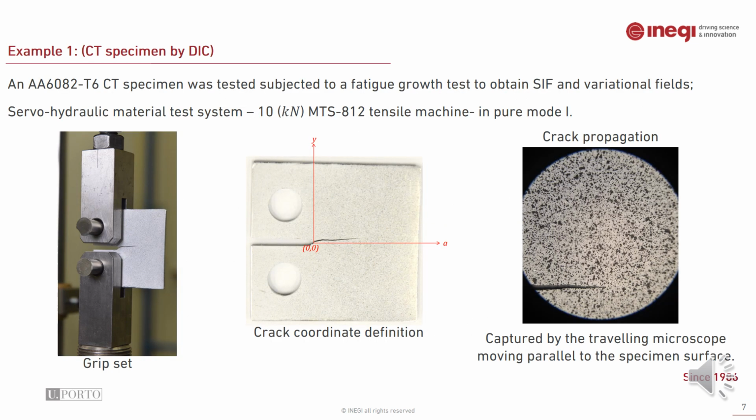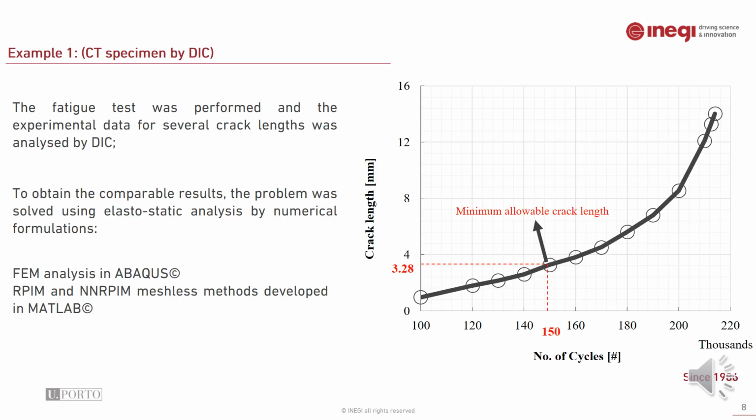In this slide, it is possible to see the CT specimen in the tensile machine, and also the crack coordinate in the middle image, and on the right side there is the image that was taken during the fatigue crack growth, captured by the traveling macroscope. So a speckle pattern is clearly visualized, and also a part of the crack is shown in this image.